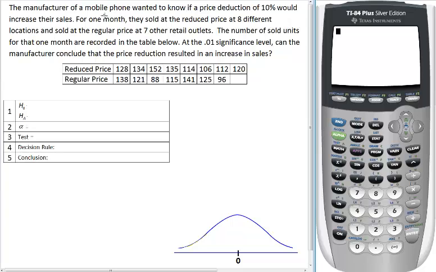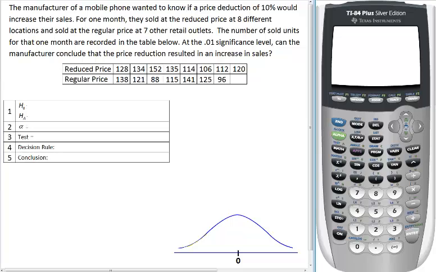The manufacturer of a mobile phone wanted to know if a price reduction of 10% would increase their sales. For 1 month they sold at the reduced price at 8 different locations and sold at the regular price at 7 other retail outlets. The number of sold units for that 1 month are recorded in the table below. At the 0.01 level of significance, can the manufacturer conclude that the price reduction resulted in an increase in sales?